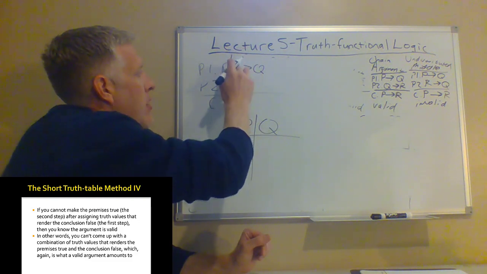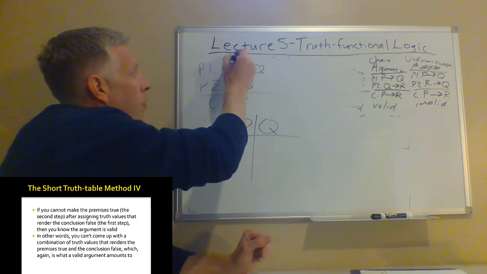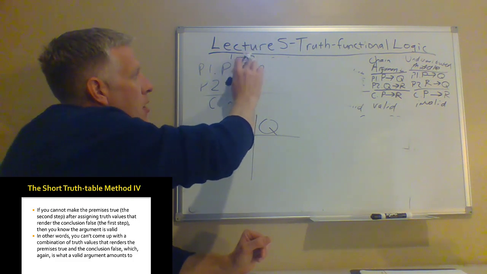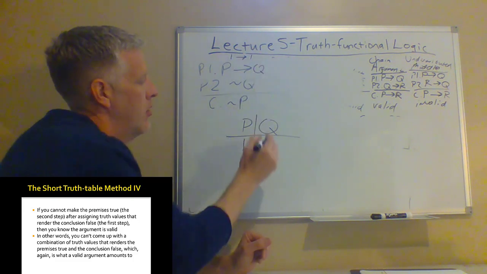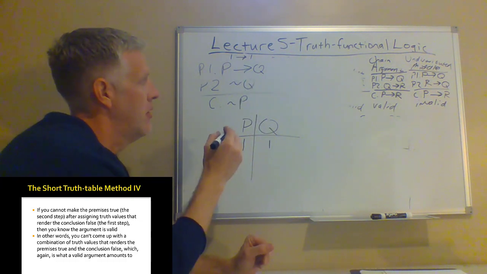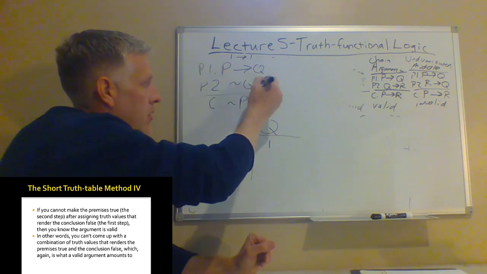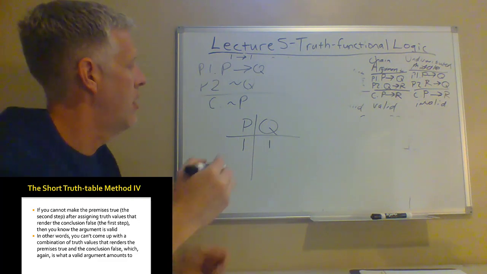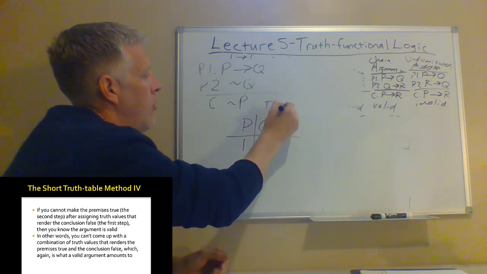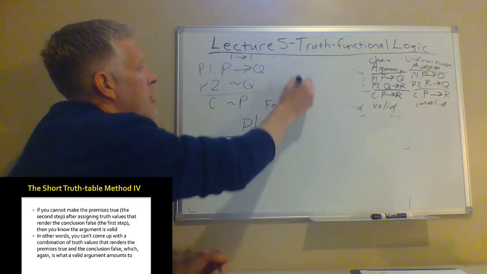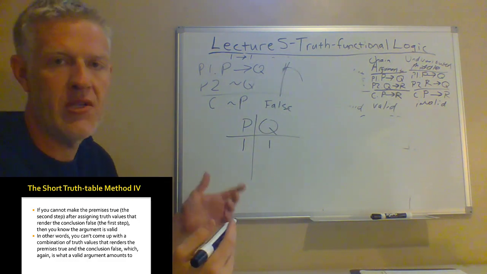We want to try to make these true. If P is true, the antecedent, then the consequent is going to have to also be true. Otherwise, the conditional as a whole would be false. So Q is going to have to be true. Well, what happens when we make Q true for the second premise? It turns out to be false, because if Q is true, then not Q is false. So when we make the conclusion false, there's no way to also make both premises true. And that's how we know it's valid.